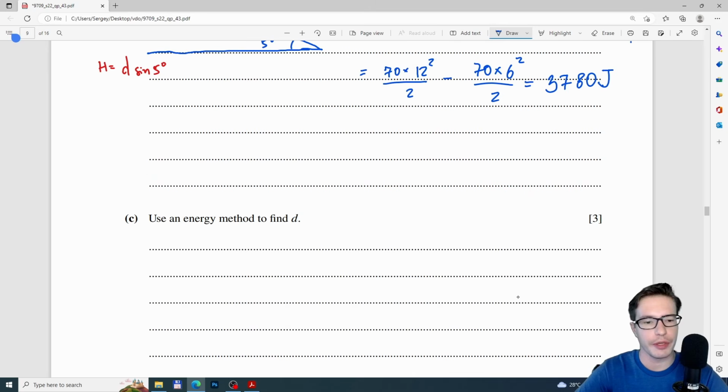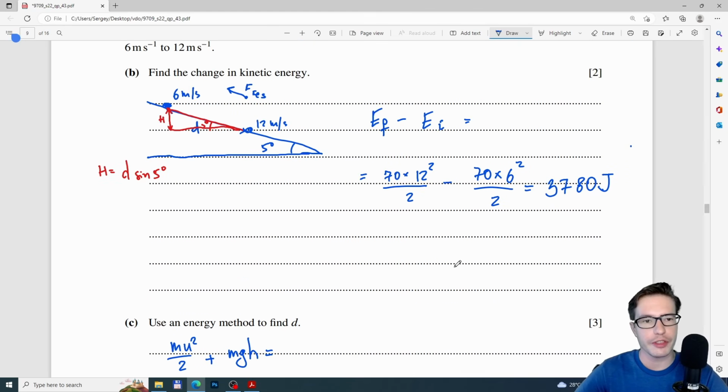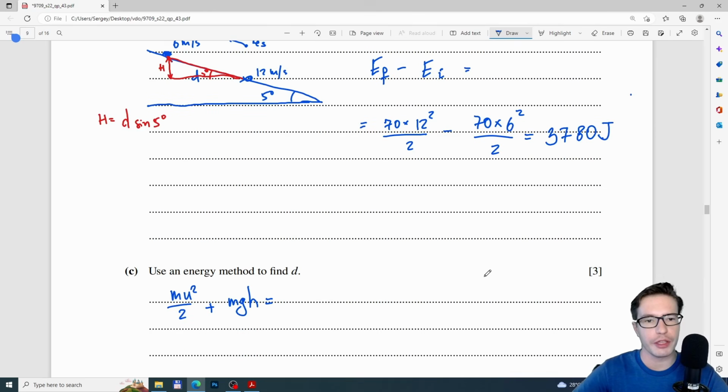Okay, now at this point, initially, she has kinetic energy and potential energy. And this energy is going to be mu squared over 2 plus mgh. Now, this energy is going to be transferred to energy at the final point. And at the final point, we don't have any potential energy. So it's only mv squared over 2. And also the initial mechanical energy is going to be transferred to do some work against the resistance. So I'll say plus work against the resistance.